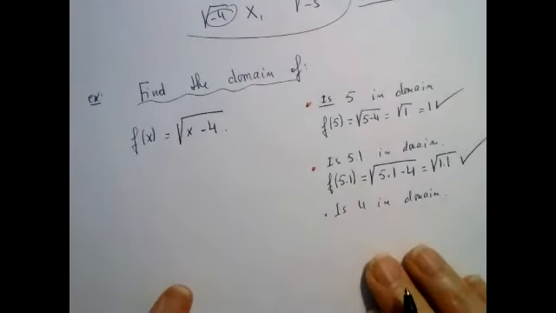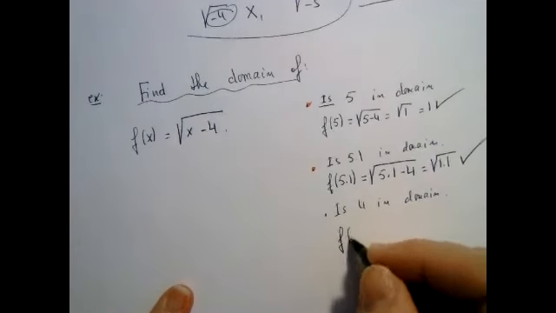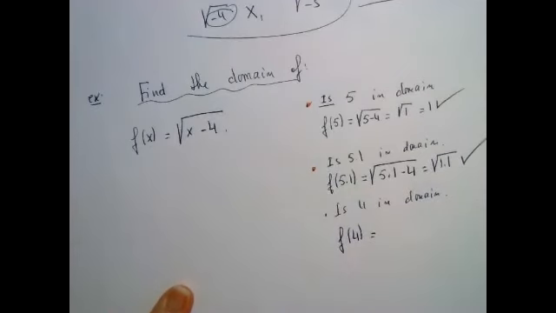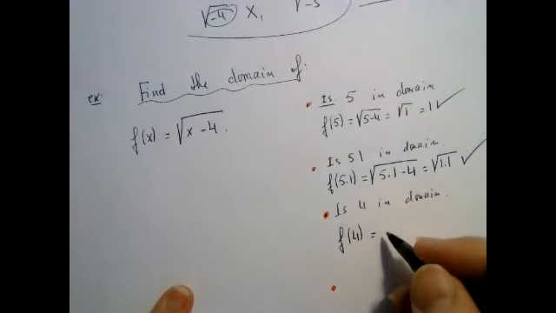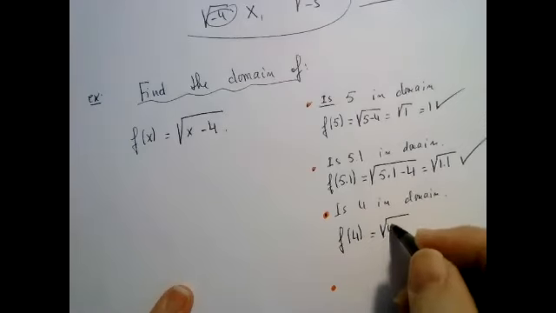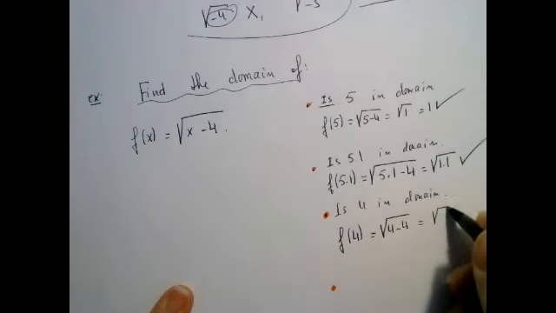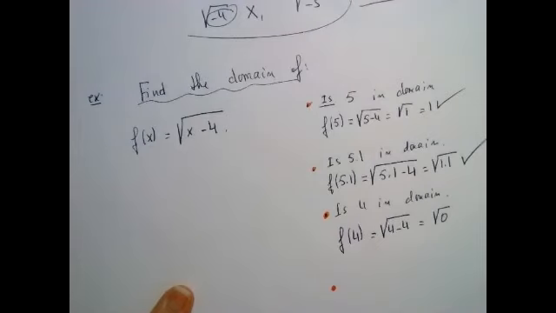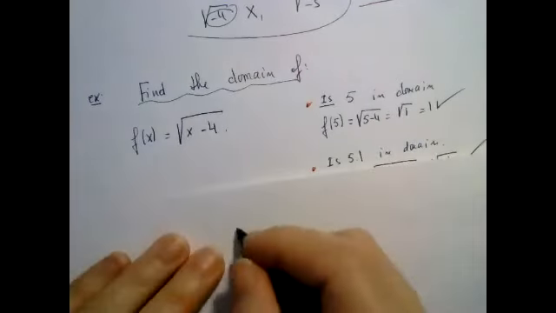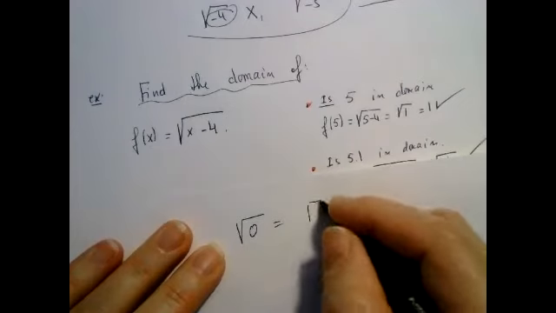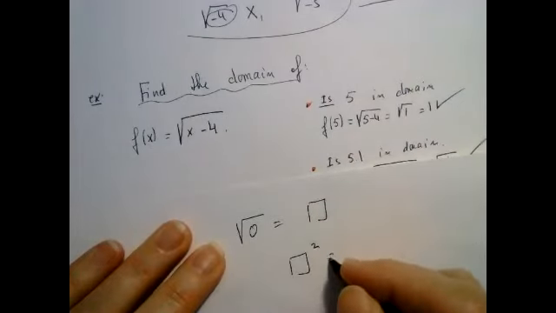Is 4 in the domain? It means if you plug in 4 for input, is the output a number? That's really what we are looking for. A student says it would be no, because you can't do square root of 0. Okay, let's discuss this. Why can we not do square root of 0? Can you think of a number that when you square it, you get 0?